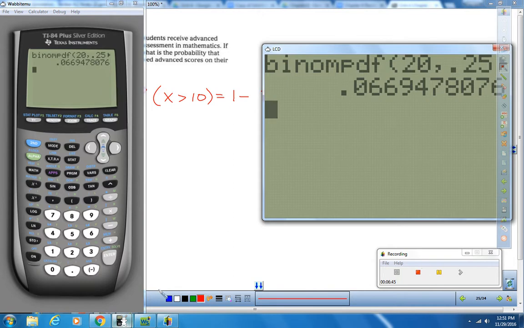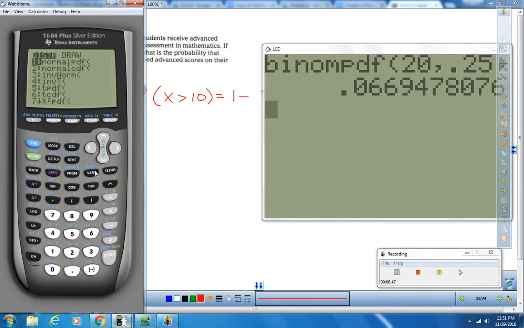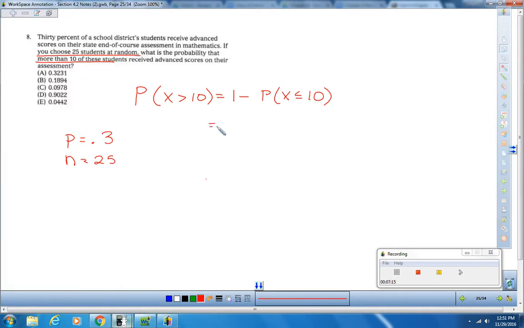Okay, so I'm going to do 1 minus binomial CDF, where n was 25, p was 0.3, and x was 10. And this will give me my probability. I get 0.0978, or 0.098, somewhere in that value. And if I look over here, that is in fact C. But you have to recognize the binomial, and it's again those characteristics from number 7.